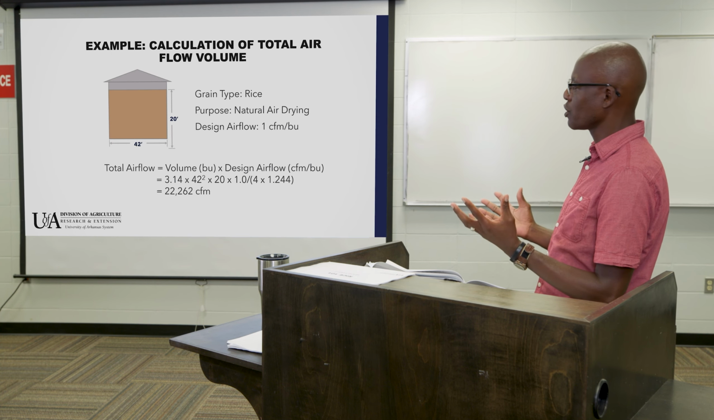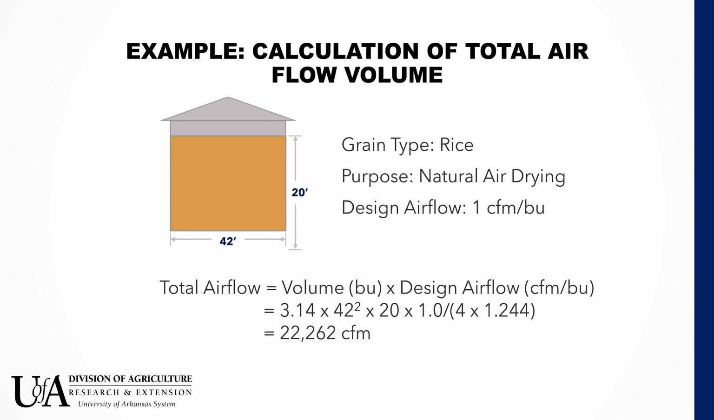To calculate the airflow, we need to calculate the volume of rice in bushels, and then multiply that by the design airflow. To calculate that volume, if we know the diameter of the bin, we can calculate the area and multiply by the height. That's going to give us the volume. Now, we need to remember that the volume is going to be in cubic feet, but our design airflow rate here is in CFM per bushel. So we need to convert that volume into bushel volume.